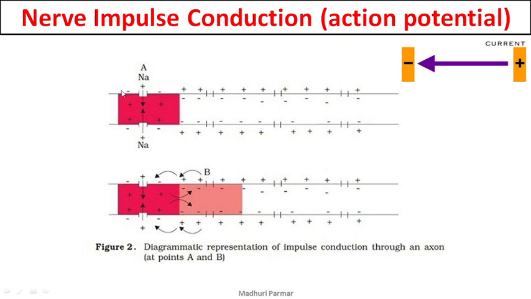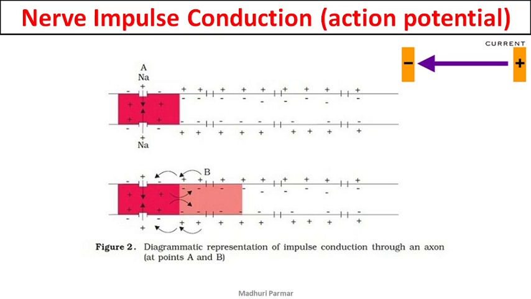Chalo, now let us understand how the signal is moving ahead. Okay, we have understood this: the sodium ion channel is opening, the potassium ion channel is opening, but what is happening through this? How is our signal moving ahead? So this nerve impulse conduction will show you how the impulses are conducted ahead.